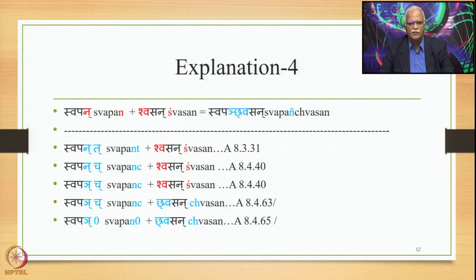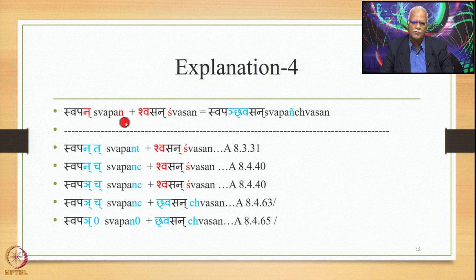And lastly, from the line of the Srimad Bhagavad Gita, we have this particular output, svapaiñ chvasan, and we know that this would be the input, svapan plus shvasan. By the application of rules, from svapan plus shvasan, we will reach this particular output. If we come back from this output, we can also reach this input.